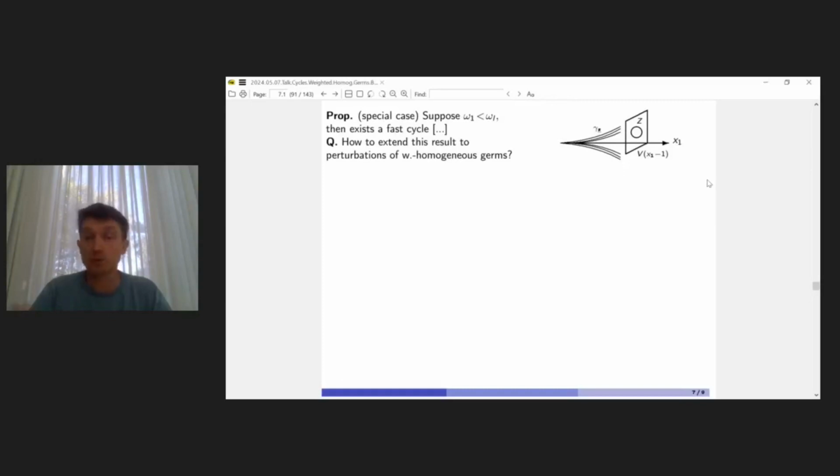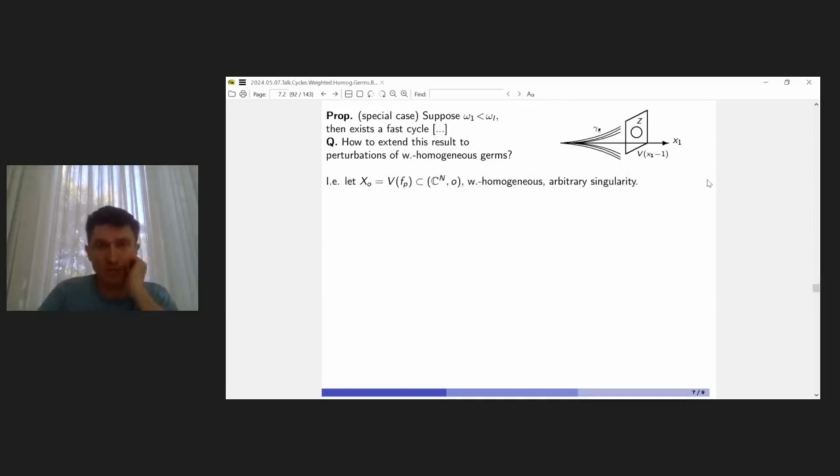Now, perturbations sometimes really change the topology. So let me give some example of what I mean by perturbation. Let's start from a weighted homogeneous germ. Now it has arbitrary singularity, not necessarily isolated singularity. Say here we speak about hypersurfaces. Hypersurface with arbitrary singularity, and take a perturbation by higher order terms. And the question is how to detect fast cycles on the perturbation.